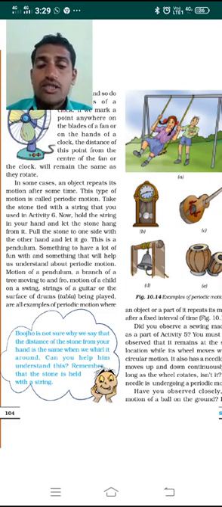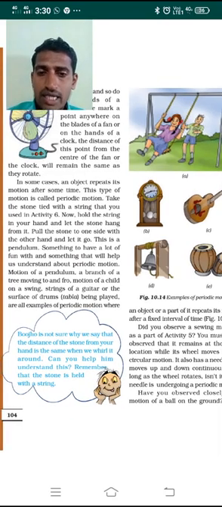You can test it by using some examples. For example, just take a stone and tie it with some string, which we have already used in activity number 6 to check circular motion. Take the same stone and tie it with a string. Now hold the string in your hand and let the stone hang from it. So what happens here? The stone starts moving.